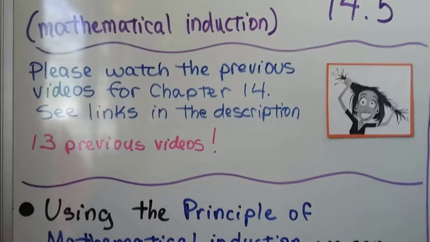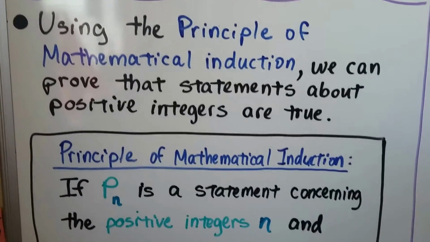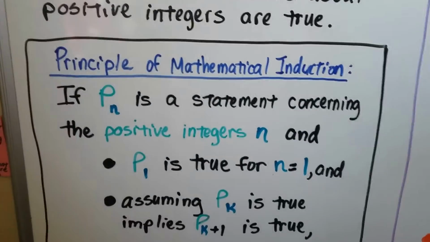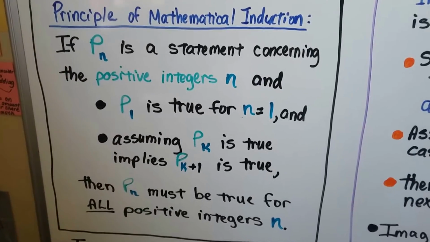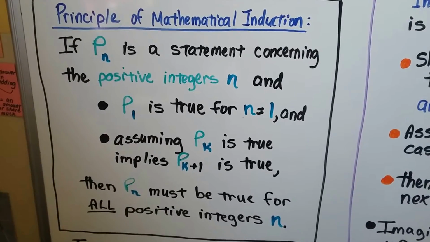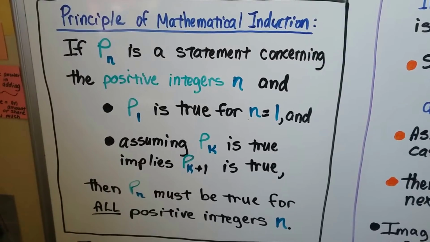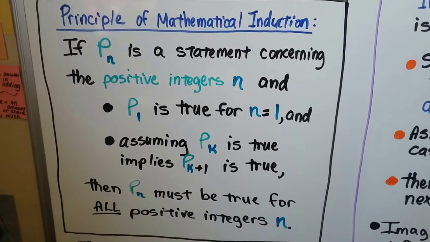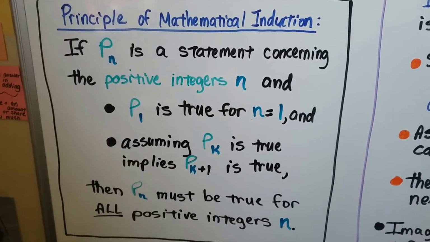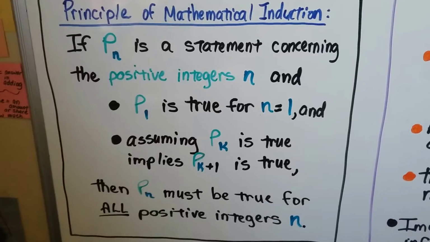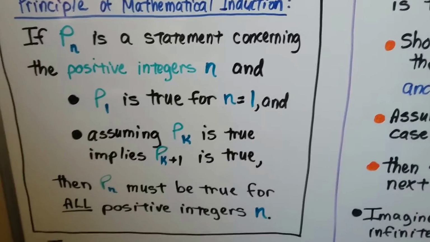Again, okay? So using the principle of mathematical induction, we can prove that statements about positive integers are true. This is the principle of mathematical induction. It says if P sub n is a statement concerning the positive integers n and P sub 1 is true for n equals 1, and assuming P sub k is true implies P sub k plus 1 is true, then P sub n must be true for all positive integers n. Now, if you're really confused, stick with me, okay?